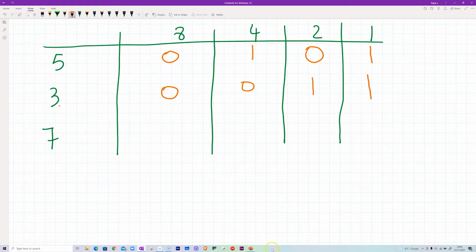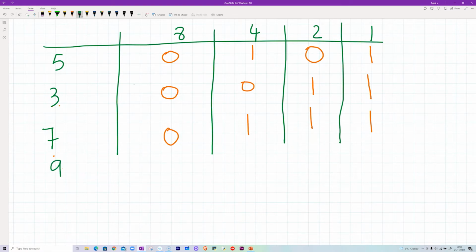Now let's talk about 7. Right, 7, how many 8s can you get into 7? Well, none, 0. How many 4s can you get from 7? Only 1. So you're left with 3, and now you're going to ask yourself, how many 2s can you get from 3? Only 1, and now you've used 2, you are left with 1. How many 1s can you get from 1? Well, 1.